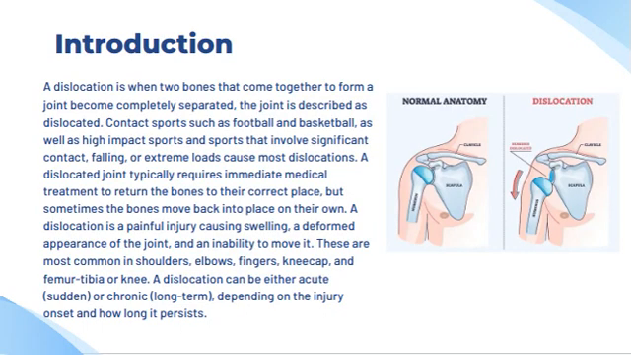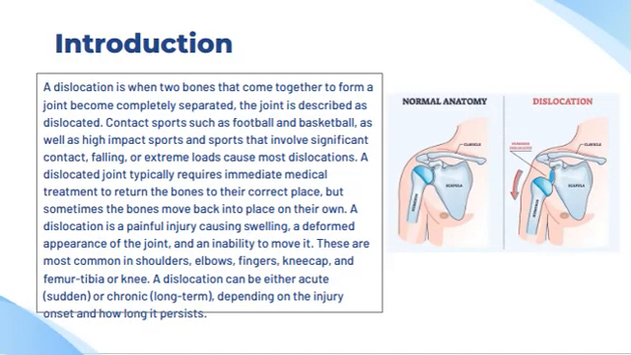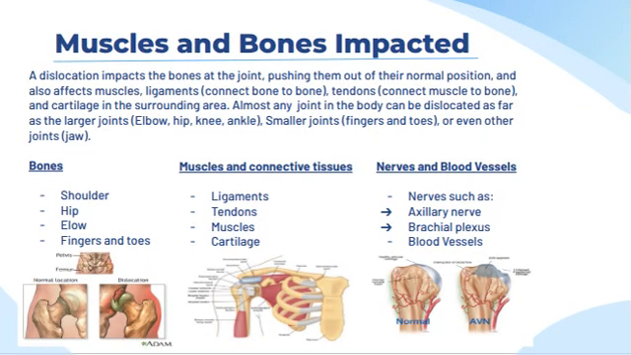And there are also classifications based on how far the bones in your joints were moved. Complete dislocation is luxation, which happens when the bones in the joint are completely separated and pushed out of place. And subluxation is a partial dislocation, where the bones are still touching. So here's a little graph and a comparison of a normal anatomy of a shoulder and a dislocated shoulder. And then moving on, we're going to be talking about the muscles and bones that are impacted.